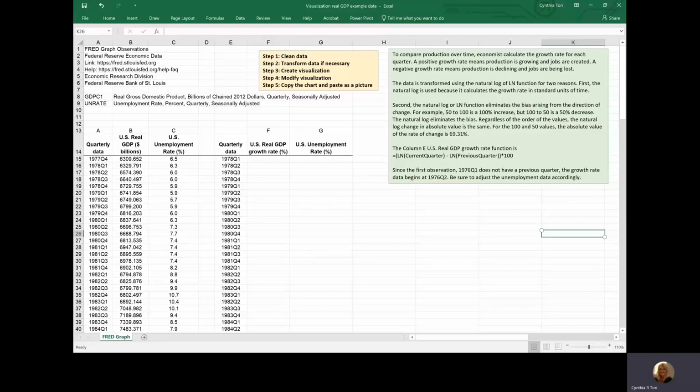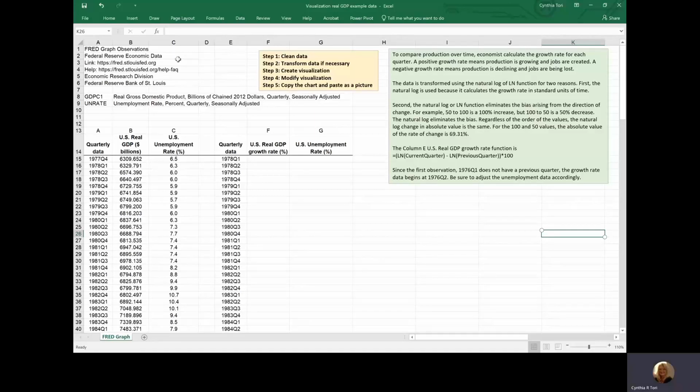And we begin with step 1, clean the data. This means that we look over the data to make sure that there is no data entry errors and that there are no missing observations. This data is collected from the St. Louis Fed's Federal Reserve Economic Data, or FRED, database. Since this is FRED data, I do not need to check the data for data entry errors. If I or someone else had entered the data, I would want to verify that the data was entered correctly before creating my visual.